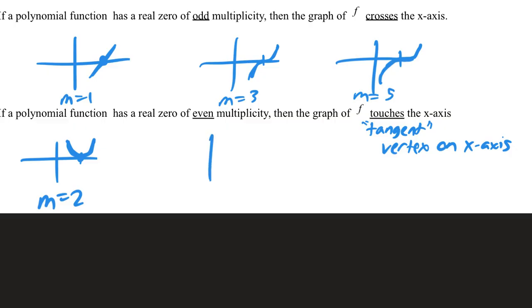If I have a multiplicity of 4, same thing. It's just going to look flatter at the bottom. So on and so forth. Rarely will you have to go beyond the 5th power, because sketching that gets hard. You can't really tell visually what's the power, how flat it is. So typically you just need to know up through the fifth degree.